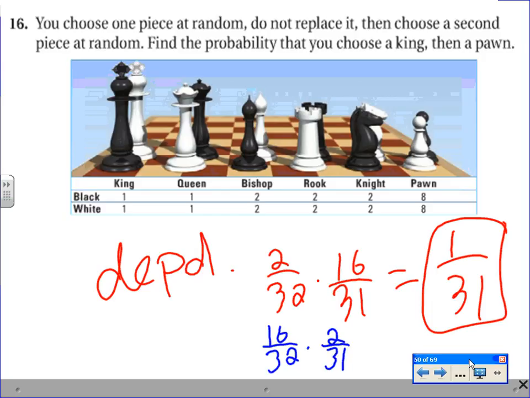Oh, yeah. But then you need to simplify completely. So if it says do not replace, or if it does not say replace, it's a dependent event. Make sure your sample space is reduced by 1. Okay? All right, next question.